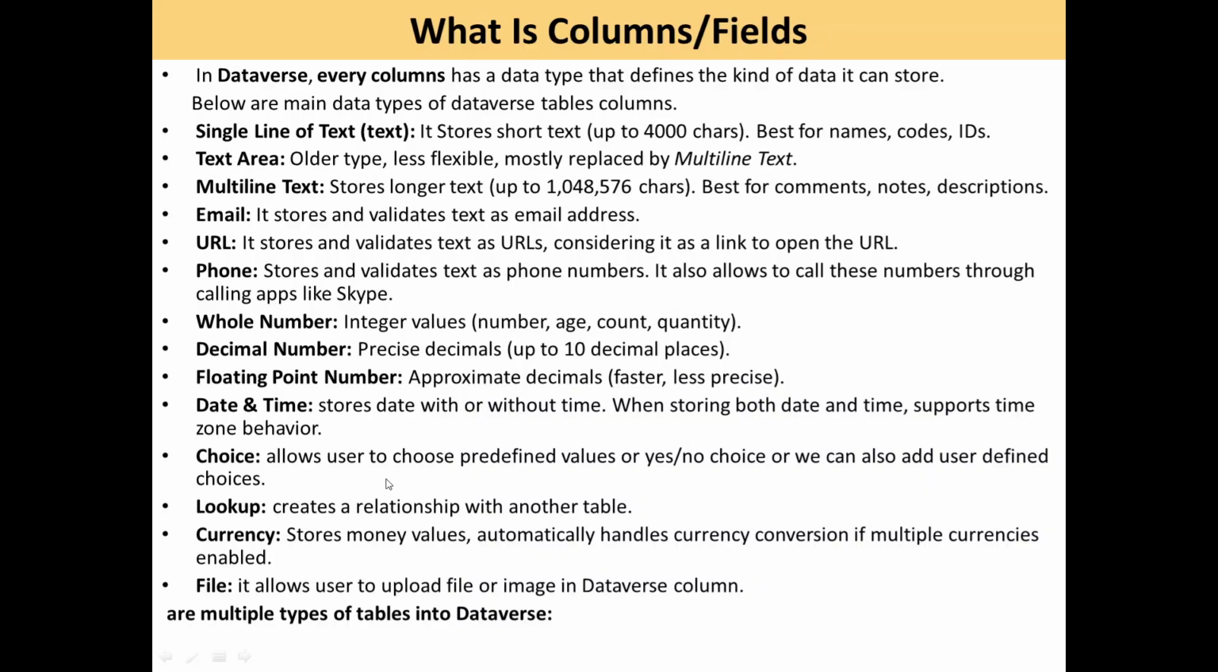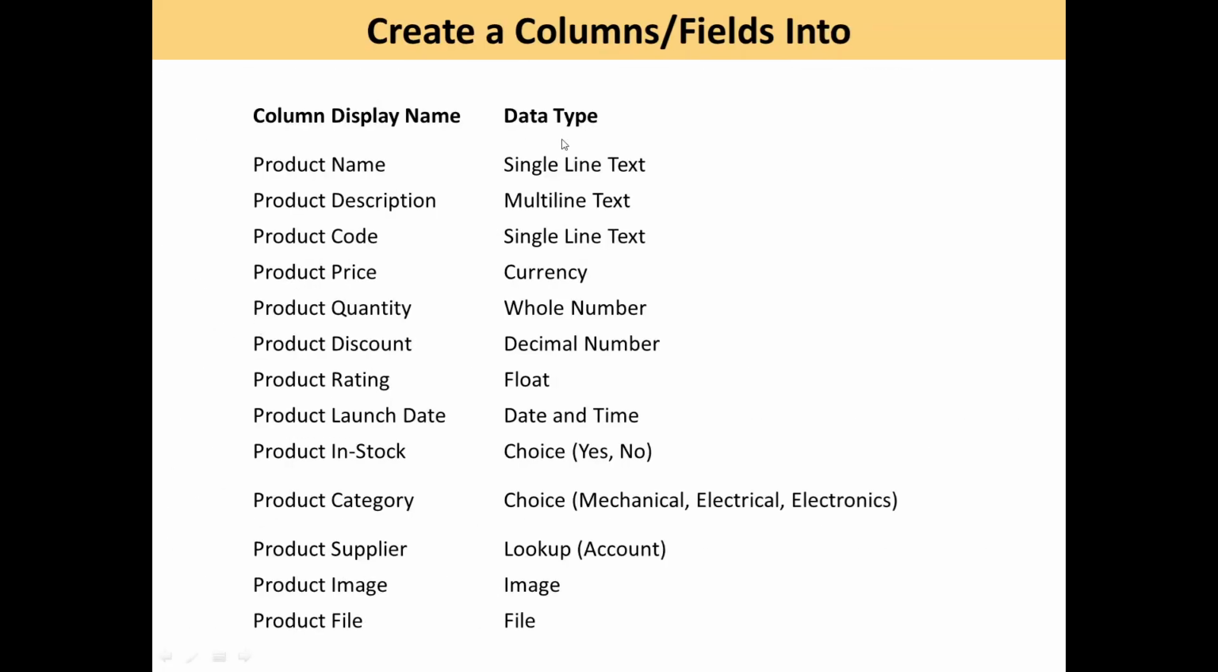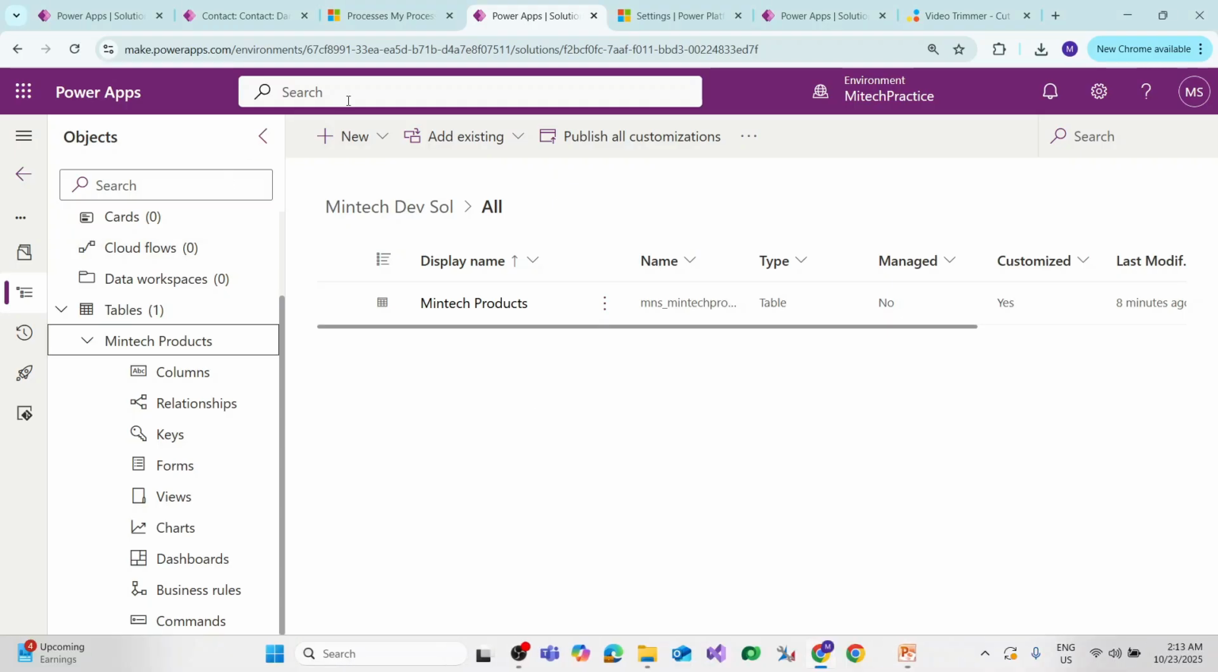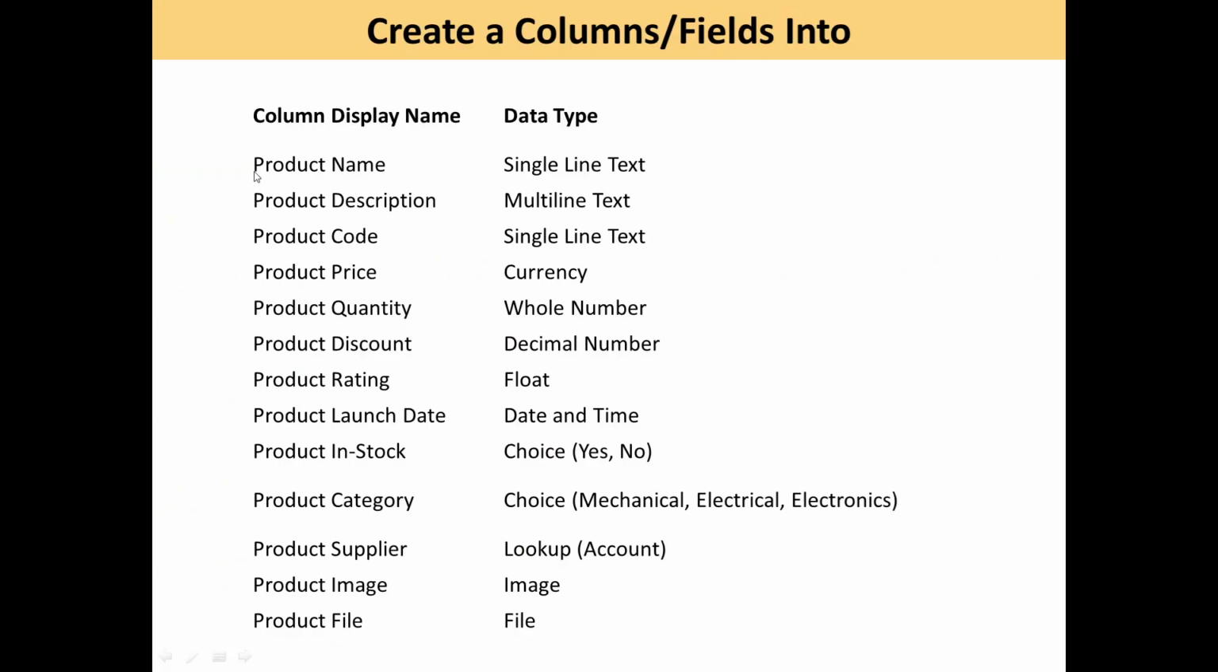Now let's start creating the columns in your Power Apps environment. Here is the table we already created. Now we need to create columns inside your table. First is the product name, which is completed. Now we need to create a product description.